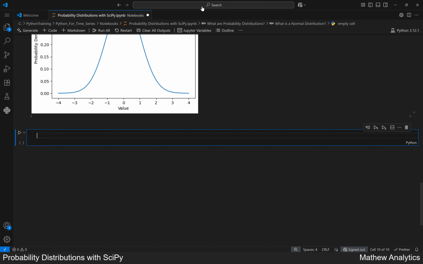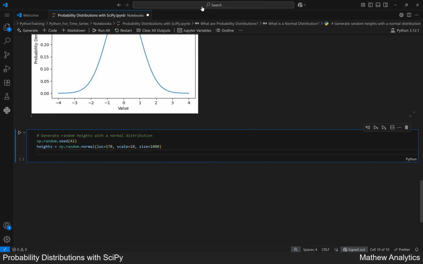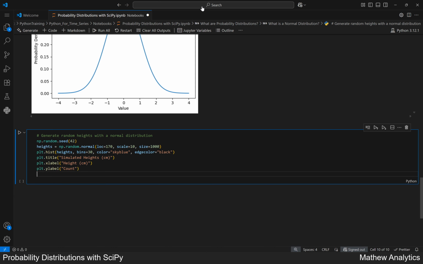Now, let us see an example, simulating heights of 1,000 people. This keeps the random numbers the same each time for teaching. Here you create 1,000 random heights with an average of 170 centimeters and a spread of 10. This shows a histogram that counts how many people have each height. Add a title so you know what you are seeing. The bottom axis is height in centimeters. The side axis counts how many people had that height. Now you see your simulated sample. Running the cell now.